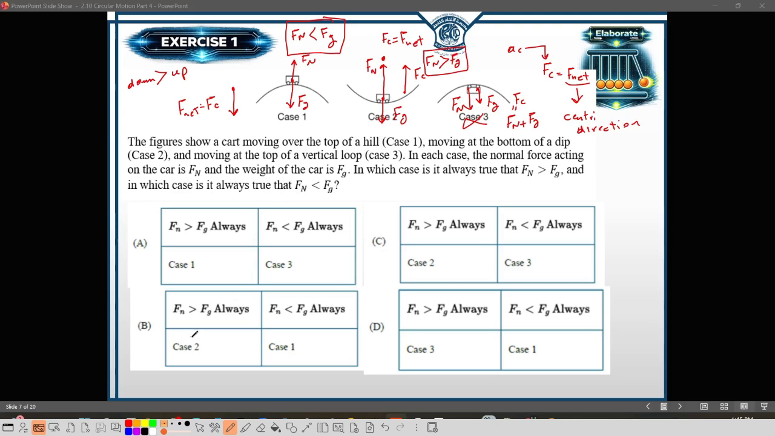And this can be found in here or maybe here. However, for case 1, we have Fn less than the force of gravity, which means the force of gravity is always greater than Fn. And it can be found here, so the correct answer would be B.